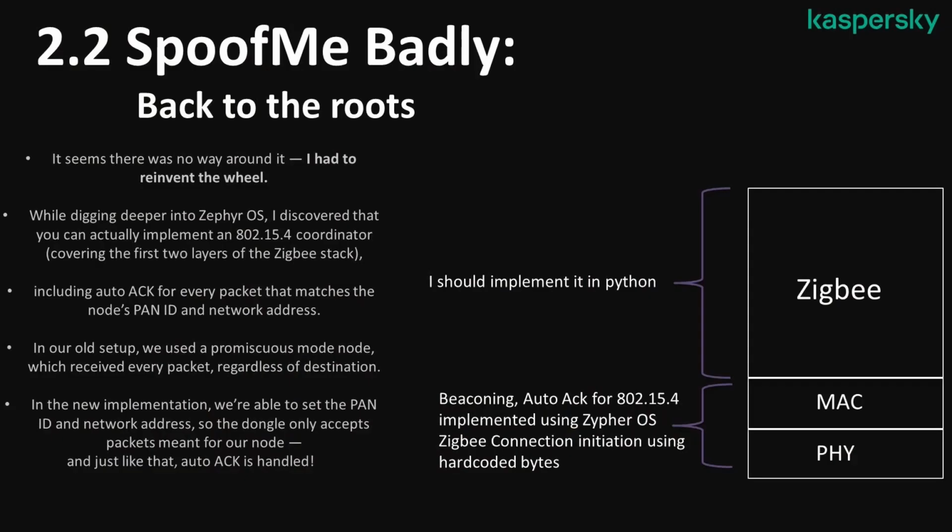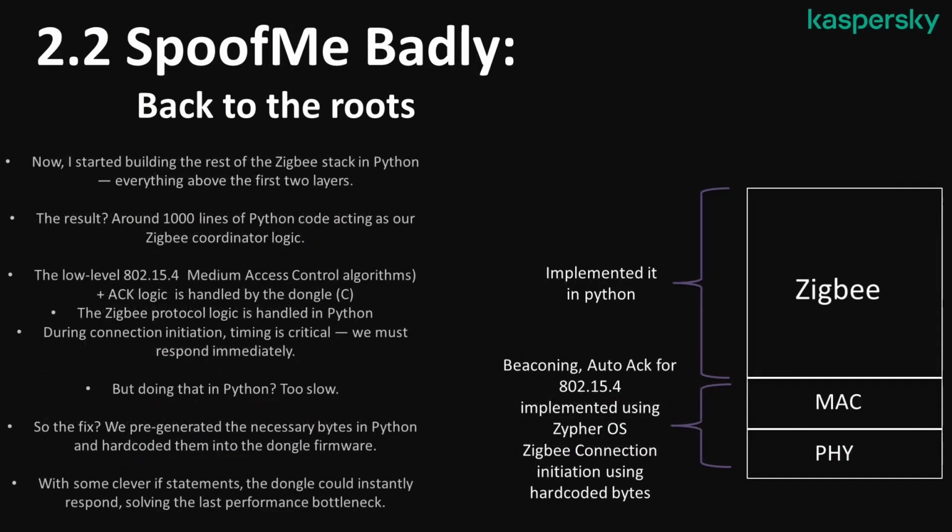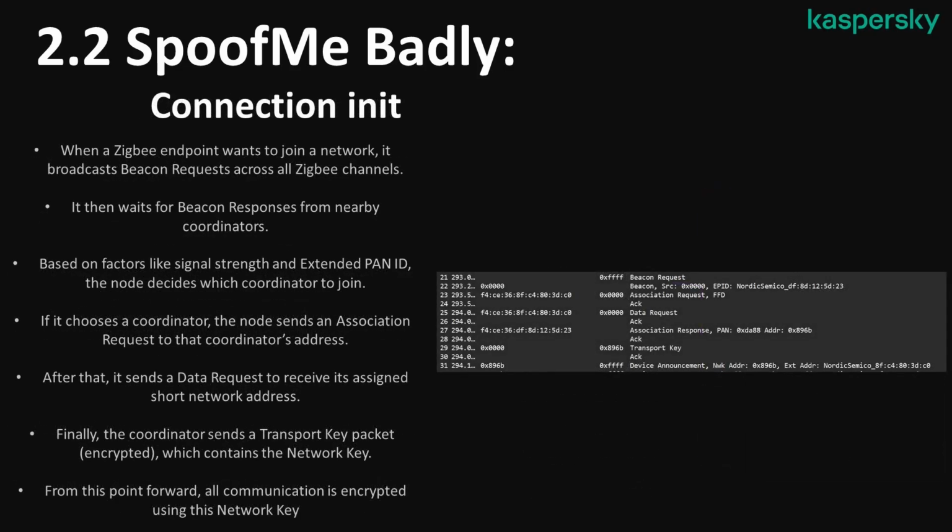But still, I had one problem. So let's talk about connection initiating in Zigbee. As I said before, the Zigbee endpoint will send a beacon request in every channel, and it will wait for a beacon response. It checks the beacon response. If it has the specific extended ID, it will choose this network.